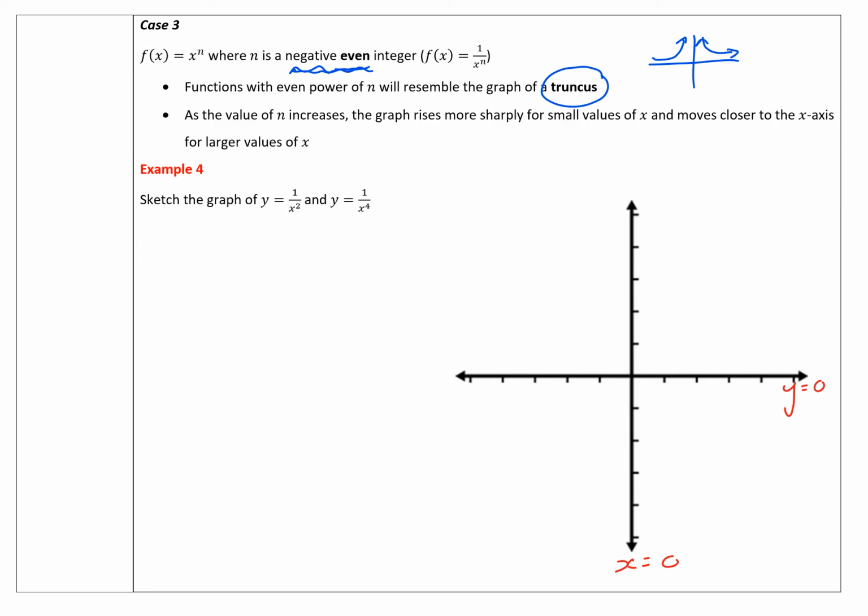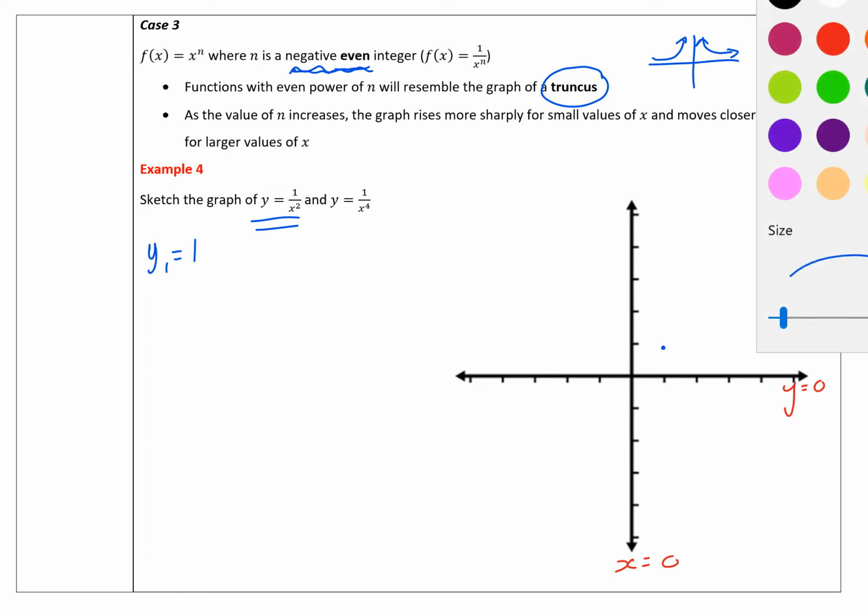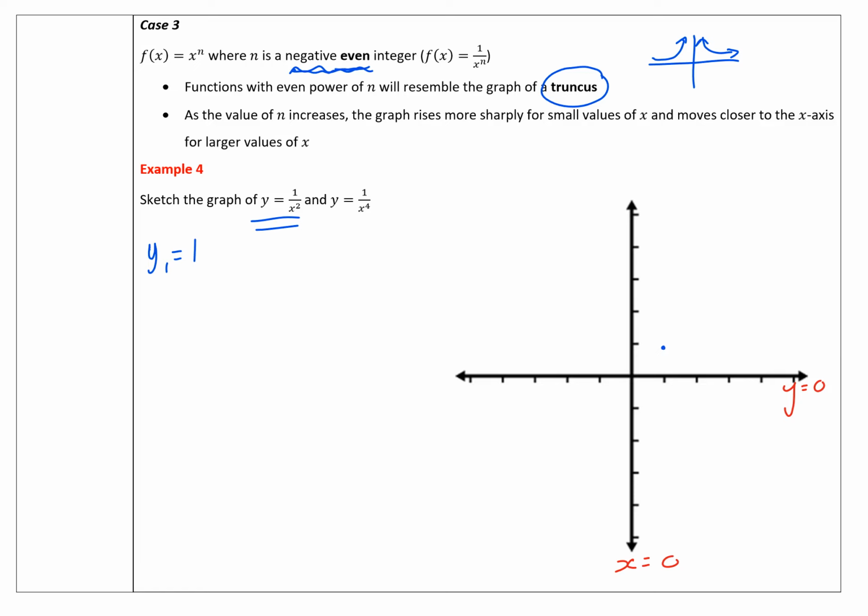We know that if we subbed in 1, let's take the first graph, 1 over x squared, well, 1 over 1 is 1. So I've got a point here. I also know 1 over 1 to the power of 4 is still 1. So that's a point of intersection.